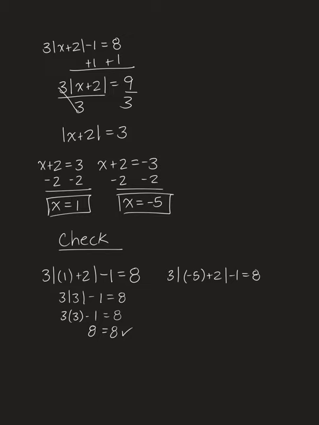So negative 5 plus 2 is negative 3. The absolute value of negative 3 is positive 3. 3 times 3 is 9. 9 minus 1 is 8. So they both work.